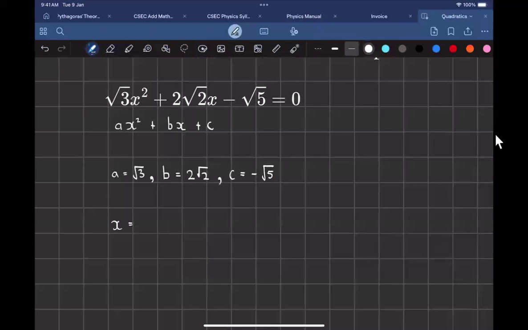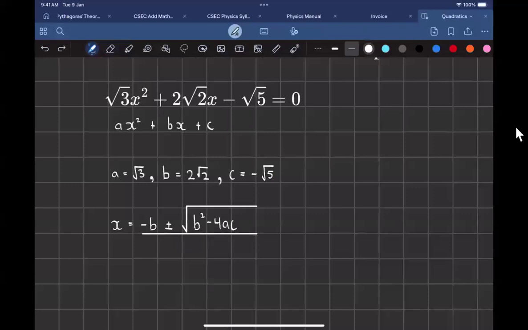Rihanna, what is the quadratic formula? Oh, okay, no problem. So negative b plus or minus the square root of b squared minus 4ac, all over 2a. This formula will never change. It's a formula you have to remember.